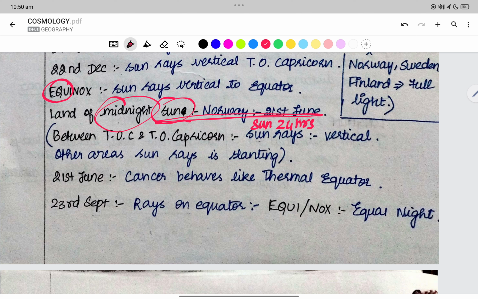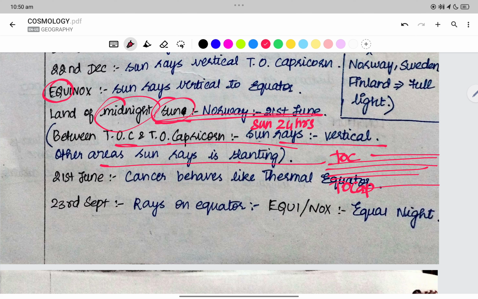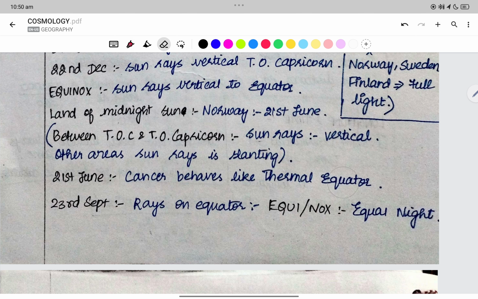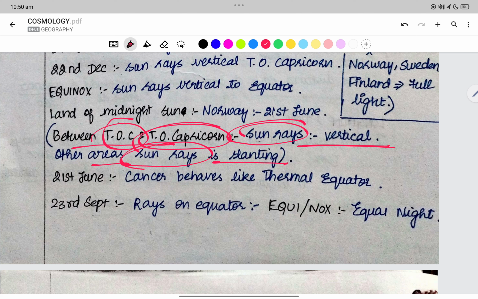Even at midnight you are having sun. Between the Tropic of Cancer and the Tropic of Capricorn, the sun rays are vertical. Only in this region do we see vertical sun rays; in other areas we see slanting sun rays, right? Once again: between the Tropic of Cancer and Tropic of Capricorn the sun rays are vertical, and in other areas the sun rays are slanting.